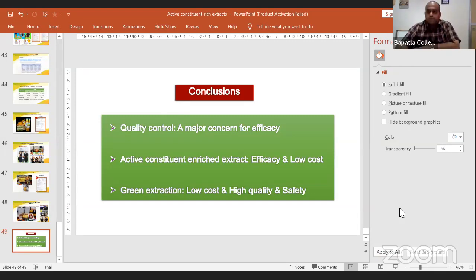So the next question is, how to overcome low stability and low efficiency problems in herbal extracts? Yeah, now they use encapsulation. The encapsulation method can increase the stability of the herbal extract. And also in the formulation, we can use an antioxidizing agent to prevent decomposition.